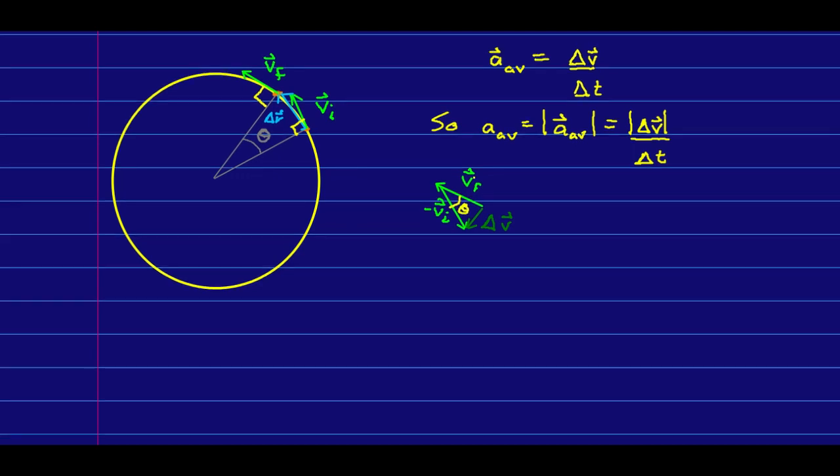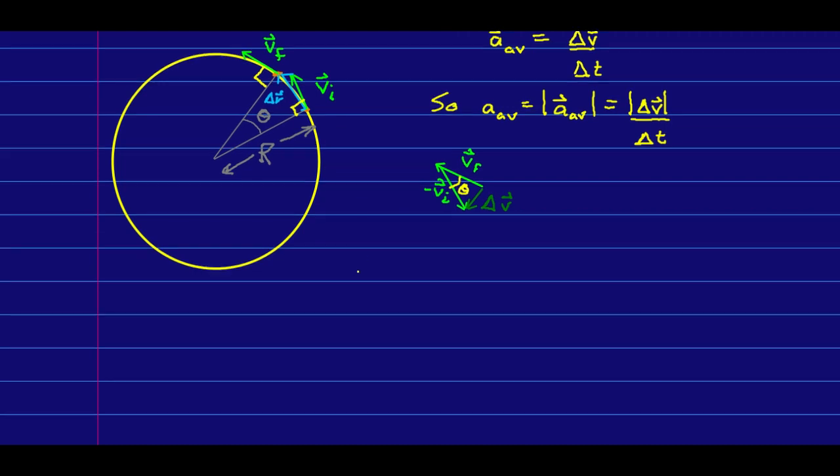Since those are similar triangles, the ratios of their sides are the same. So I'm going to say that the radius of this circle is capital R. That equality of ratios tells me that delta R, the magnitude of that delta R vector, over the radius of the circle is the same as the magnitude delta V over V_i or V_f, but those are both just the same, right? This is going at uniform speed, and so that's just some speed V.